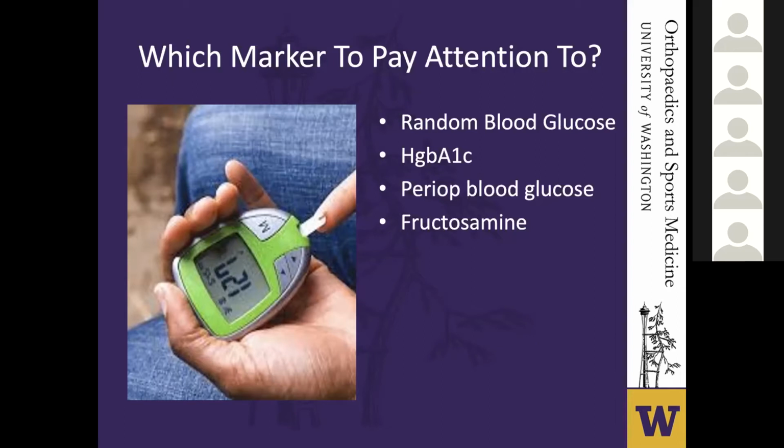And largely that's because fructosamine is a marker that reflects blood glucose control over the prior couple of weeks as opposed to the prior couple of months. And so it may give a better representation of how patients have been doing most recently.